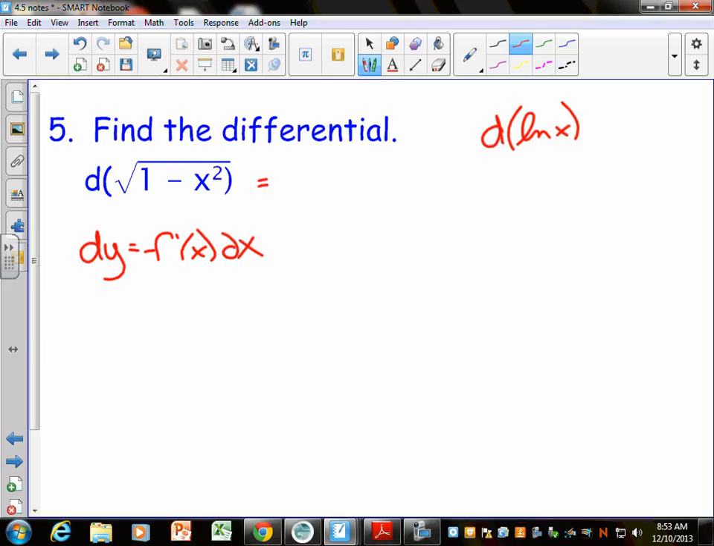So I'm going to give you a minute and see 1 minus x squared to the 1/2, right? Chain rule, see if you can take the derivative of that before I do it for you. Don't forget to multiply by the derivative.